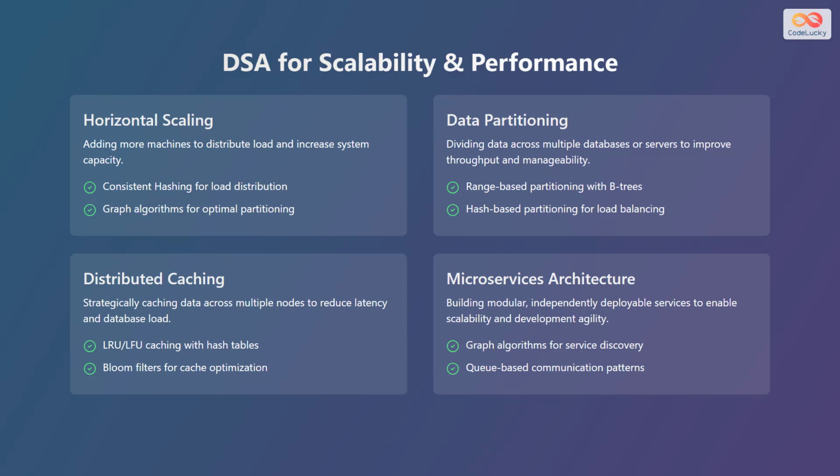Data partitioning divides data across multiple databases or servers to improve throughput and manageability. Range-based partitioning with B-trees and hash-based partitioning for load balancing helps in this. Microservices architecture builds modular, independently deployable services to enable scalability and development agility. Graph algorithms for service discovery and queue-based communication patterns help in this.